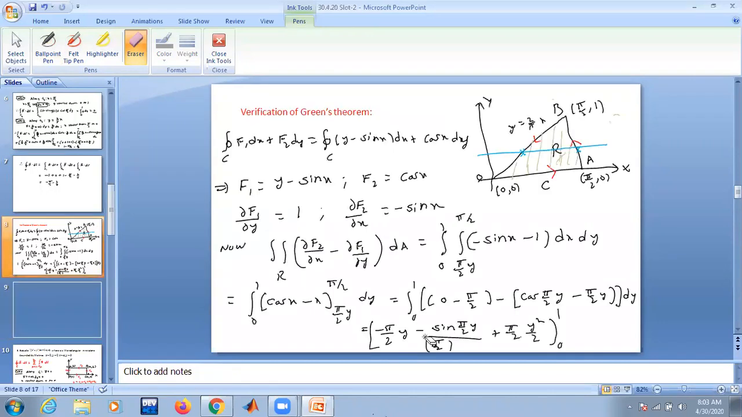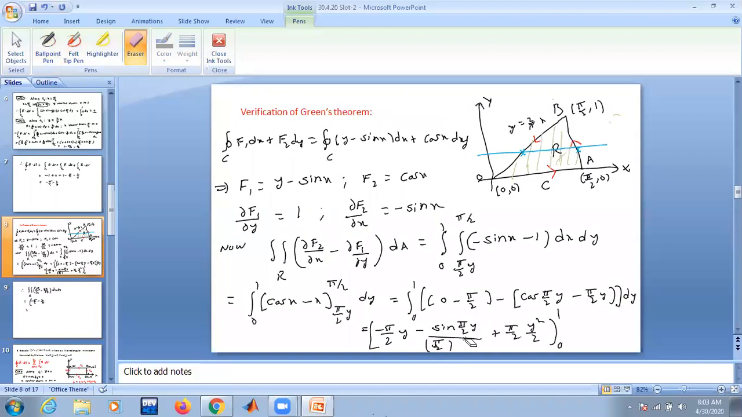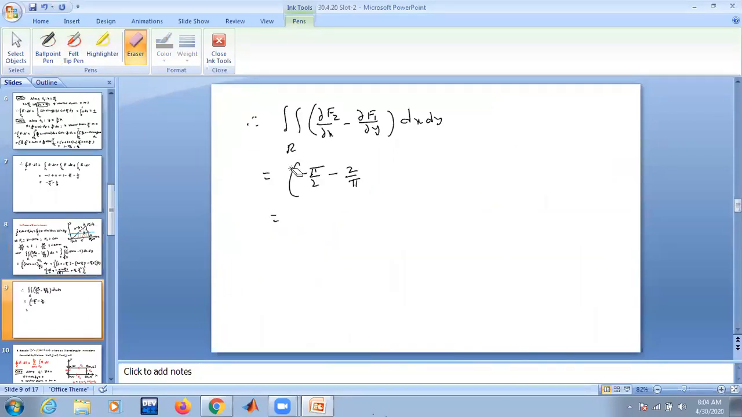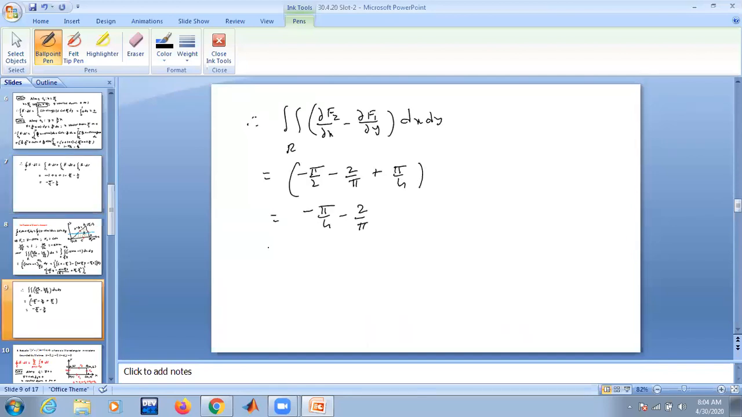Here, right? So minus pi by 2 is fine. Minus 2 by pi is fine. Plus pi by 4. So minus pi by 2 plus pi by 4 is minus pi by 4 minus 2 by pi. Is it okay? So minus pi by 4 minus 2 by pi. Previously also minus pi by 4 minus 2 by pi. Therefore LHS equal to RHS. Therefore your conclusion is Green's theorem is verified.